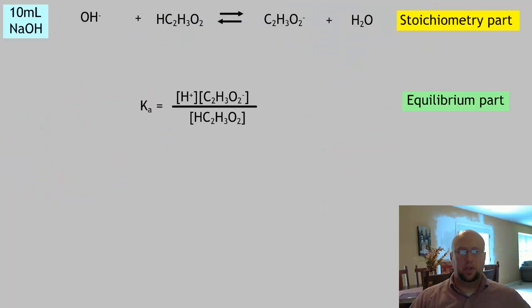So I've got this set up so that you can sort of see what's going on in each step. And I'm not writing everything, first off, so that it's clear. I'll write out the math. But now you can sort of see what's going on in each piece. So once we add 10 milliliters of sodium hydroxide, what's going on?